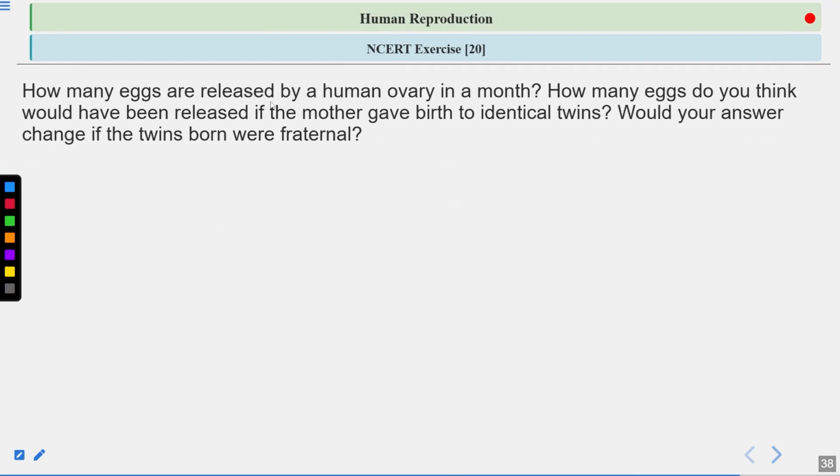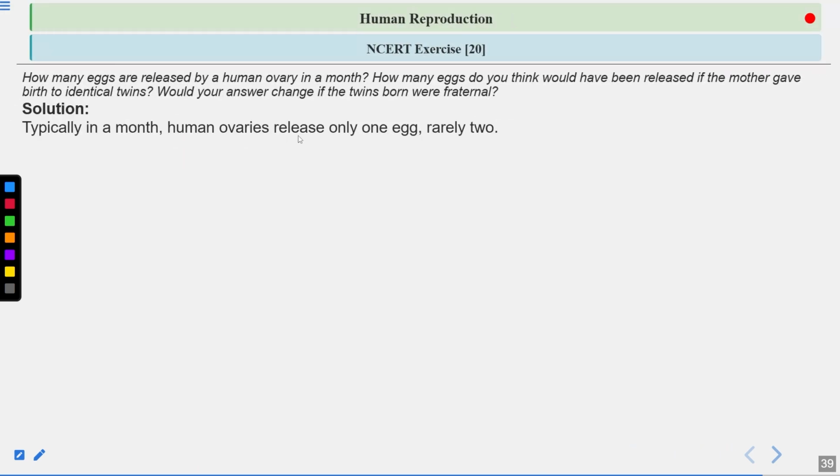How many eggs are released by the human ovary in a month? How many eggs do you think would have been released if the mother gave birth to identical twins? Would your answer change if the twins born were fraternal? So let's understand what is fraternal also. Typically in a month, the human ovary releases one egg. Usually one egg is released. Very rarely two eggs will be released. So usually one egg is released during the menstrual cycle.